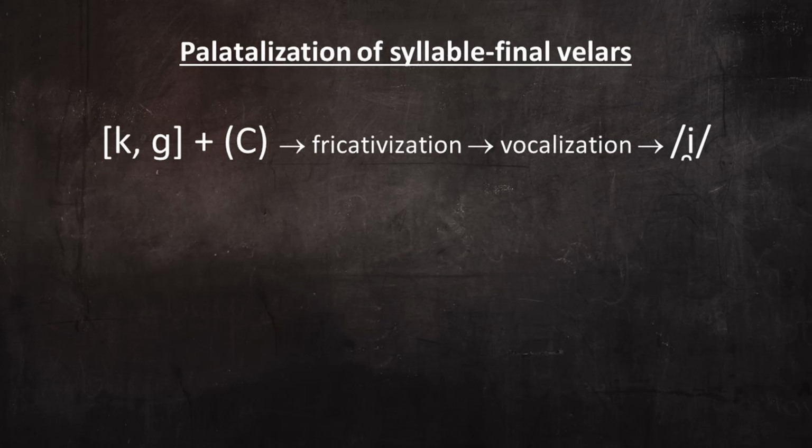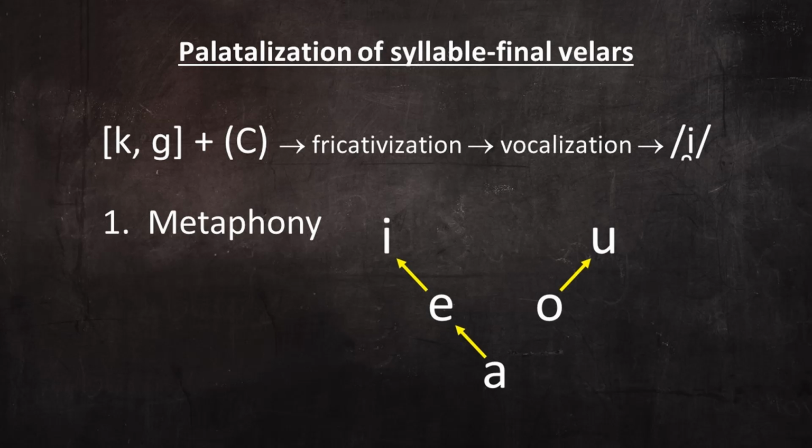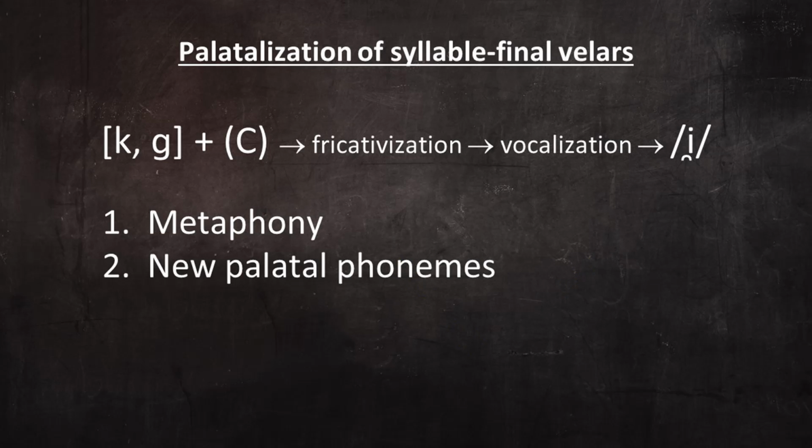Palatalization of syllable final velars. In Old Spanish, the sounds k and g underwent changes when they were followed by another consonant within the same word. Initially, they underwent fricativization, and then they underwent vocalization, generating something of an off-glide, e. These changes had two major effects. One, our old friend metaphony. The glide had the effect of raising the preceding vowel a step, the e often then merging with that vowel. Two, the following consonant was affected, creating new palatal phonemes.